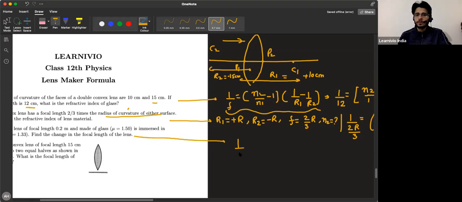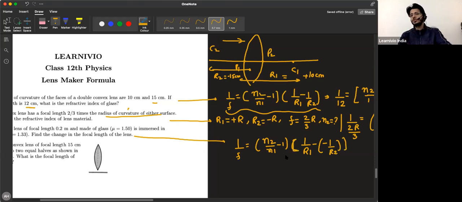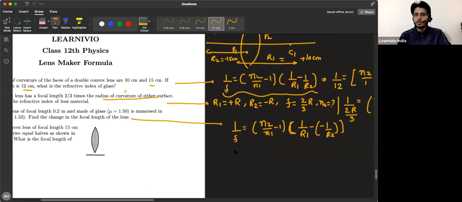So this is 1 by F. It's N2 by N1 minus 1, times 1 by R1 minus 1 by R2. The first one is positive and the second one is negative. This we know from the first 2 questions. In a double convex lens, we always use this convention. So you will get 1 by F is N2 by N1 minus 1, times 1 by R1 plus 1 by R2.